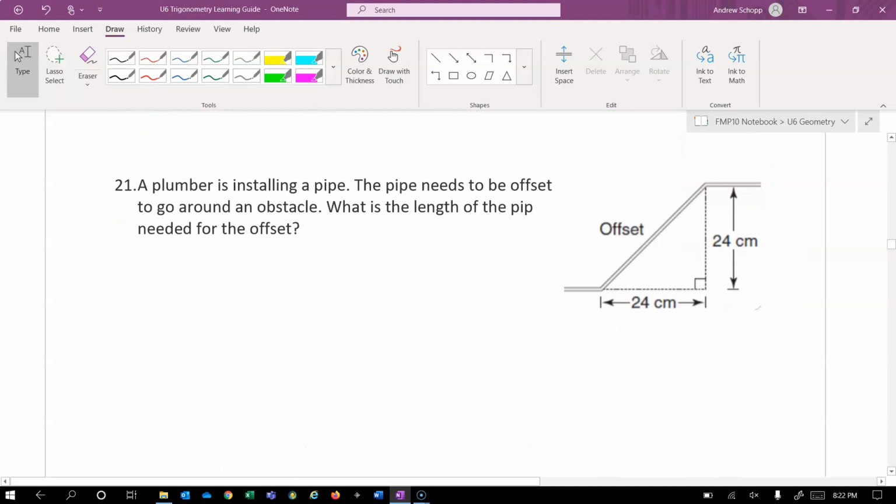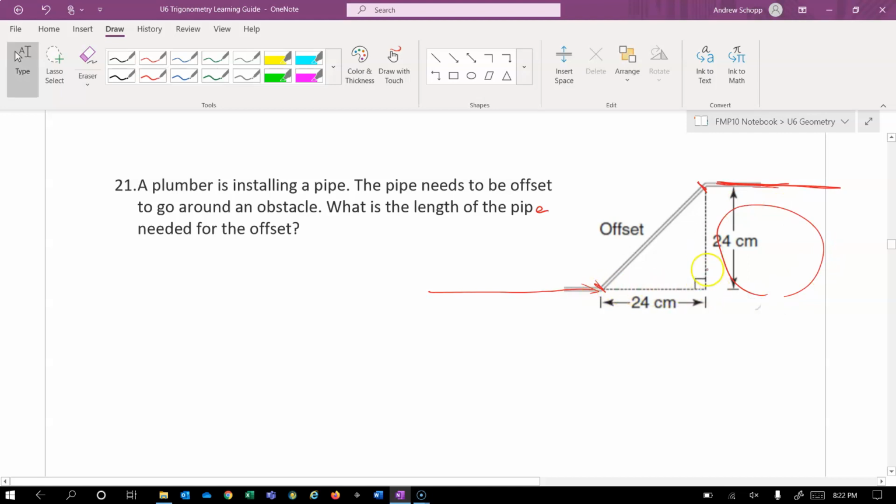21. A plumber is installing a pipe. The pipe needs to be offset to go around an obstacle. What's the length of the pipe needed for the offset? So this distance here is what we're looking to find. You can see that the pipe is going in this direction, but they needed to offset it so that it can continue out here, maybe so that it's dodging some sort of obstacle here.